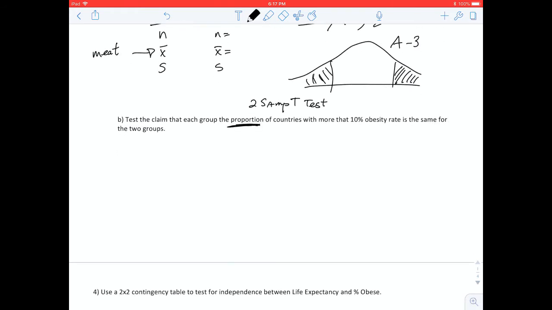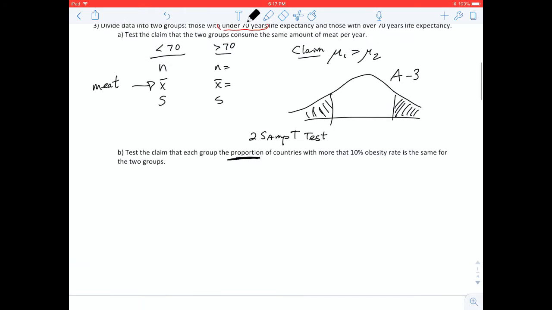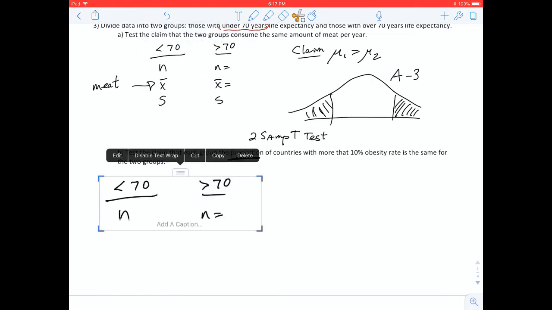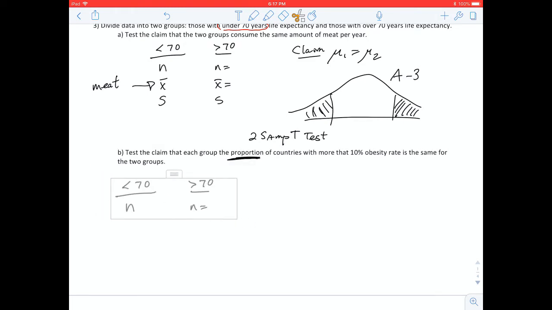And this one is about proportion. And when it's about proportion, you would just need to know what's the sample size. So that would be from this information over here. Let me just copy that, paste it. Of course, it makes it too big, but anyway. So you just take that same information and then you go and count how many have more than 10% obesity. So that's going to be the X.